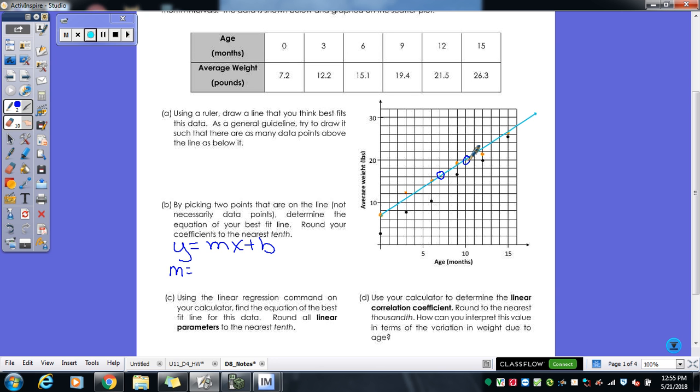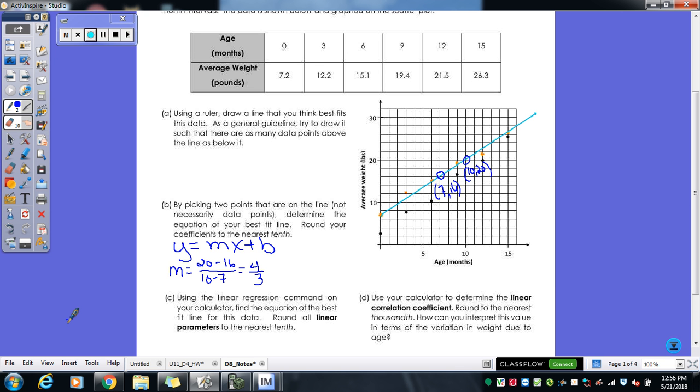I got 2, 4, 6, 8, 10, 12, 14, 16. I got 7, 16, and 10, 20. Those are my 2 points. Again, your 2 points are going to be different. It depends on what your line is. So find 2 points on your line, and then find your slope. Nope, because your line doesn't necessarily go through the table. It's an approximation.